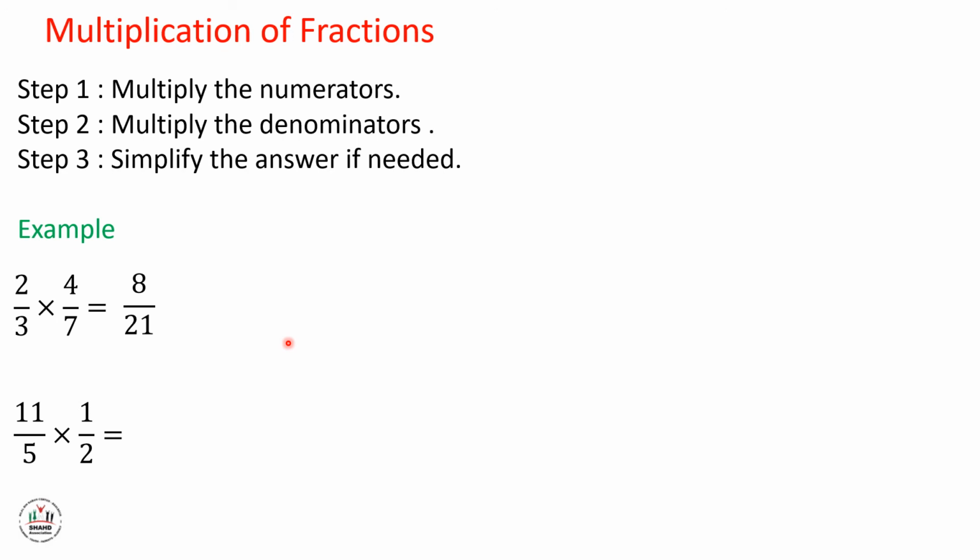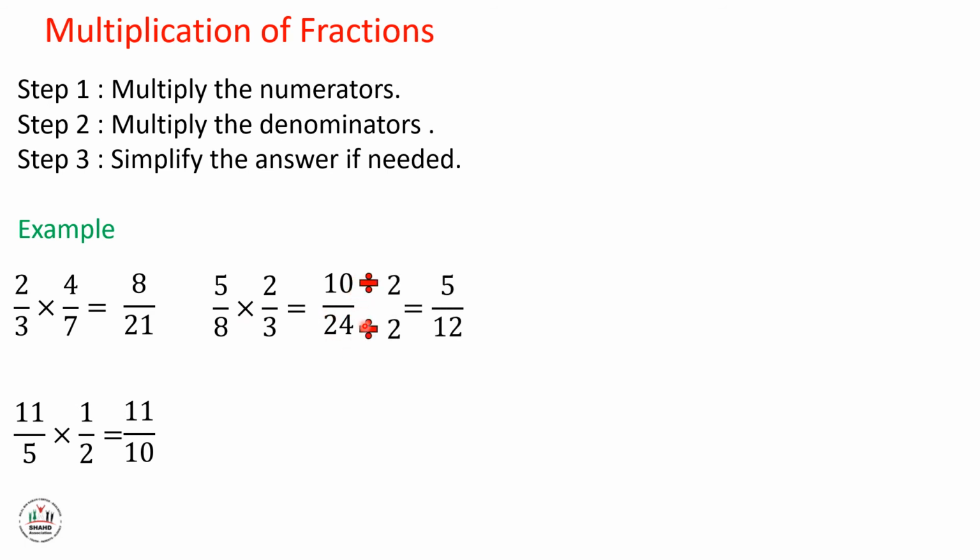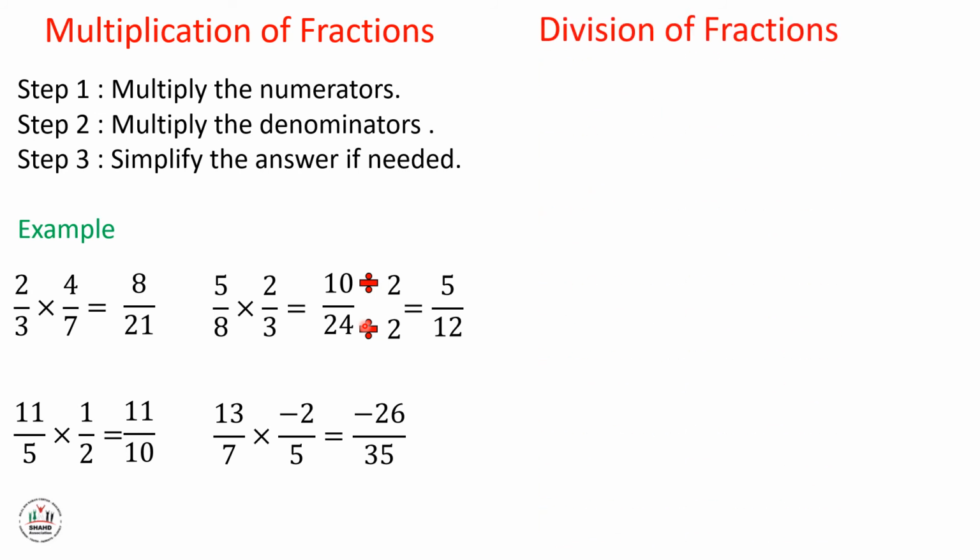We do the same in the second example. 11 times 1 equals 11. 5 times 2 equals 10. 5 times 2 equals 10. 8 times 3 equals 24. But here we can divide the numerator and the denominator each by 2. And the final result will be equal to 5 over 12. 13 times minus 2 equals minus 26. 7 times 5 equals 35.